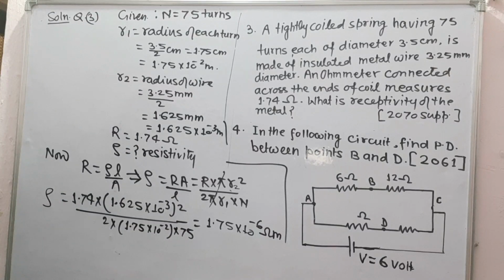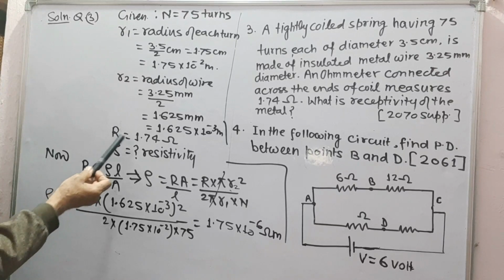Here n is equal to 75 turns. R1 is radius of each turn, which is diameter upon 2 is equal to 3.5 upon 2 centimeter, which is equal to 1.75 centimeter, is equal to 1.75 into 10 to minus 2 meters. R2 is radius of wire, which is 3.25 millimeter upon 2, which is 1.625 millimeter, equal to 1.625 into 10 to minus 3 meters.